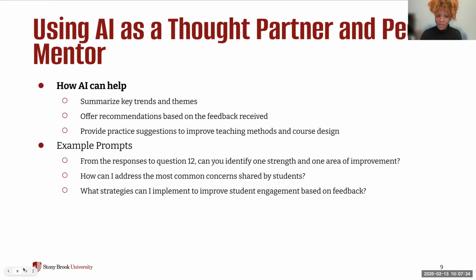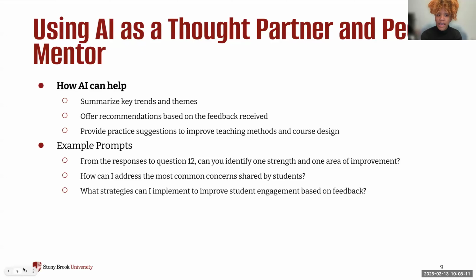And one thing that's very helpful is using AI as a peer mentor or thought partner. AI can help you in various ways, such as summarizing the key trends and themes that are happening in your courses. You can also ask AI to offer recommendations based off of the feedback you've received from your students. So you can download your course evaluation feedback data, input it into AI, and ask for suggestions.